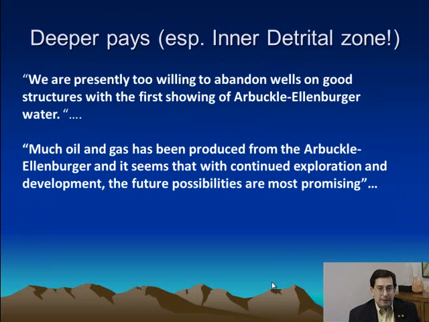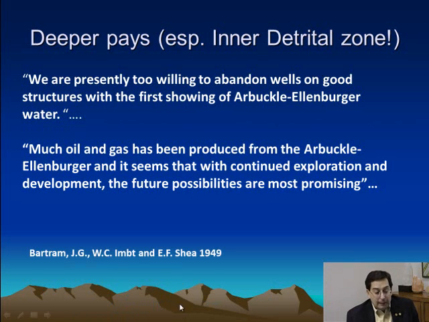It was interesting, I found a reference in one of these papers that talked about the Arbuckle-Ellenberger as having the potential to find pays deeper down rather than just drilling at the very tops of the Arbuckle-Ellenberger. And I think this is very appropriate for this up-dip interdetrital belt setting. And I find it interesting that Bartram and his co-authors said this in 1949.